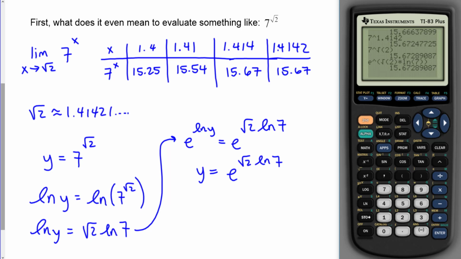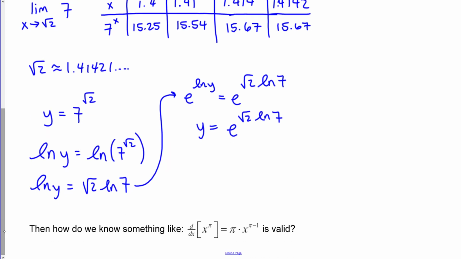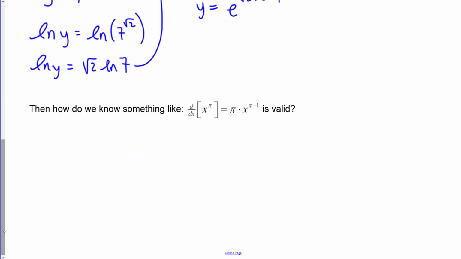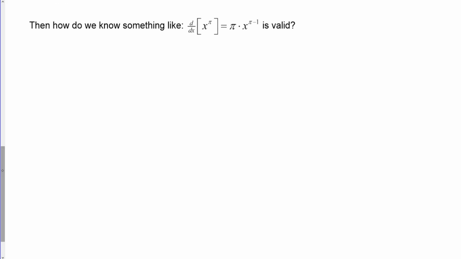Now, let's go on to the next part of this. The next part tries to answer something like, what happens if we try and use the power rule on these irrational values? Could I, for instance, take the derivative of x to the pi power and call that pi times x to the pi minus 1? Is that a valid statement? Well, let's see what we can find out. Let's go back to the power rule.